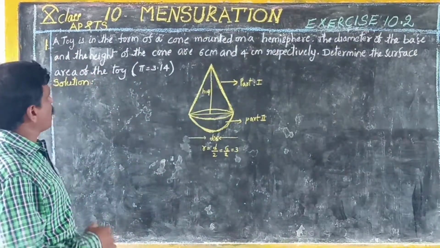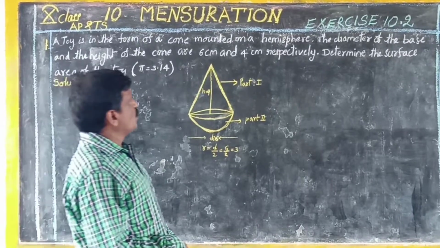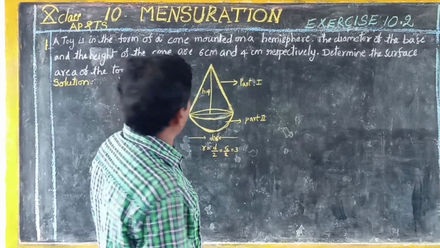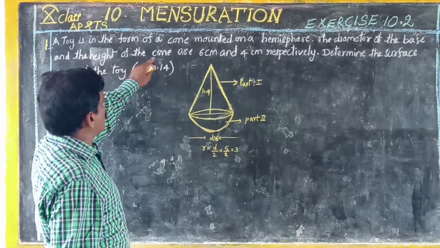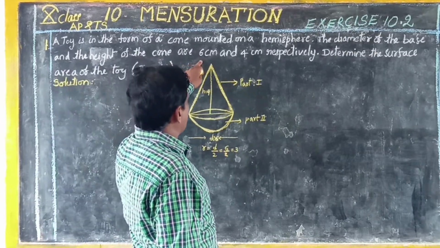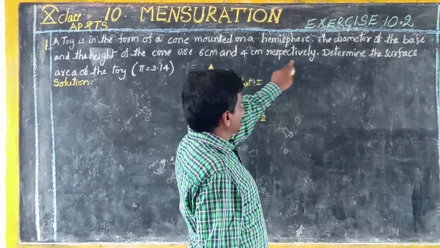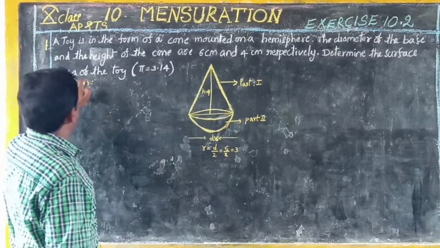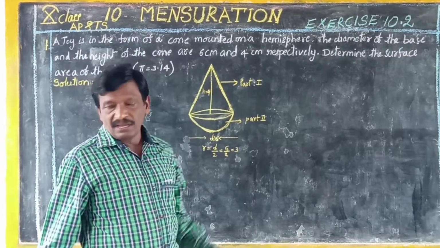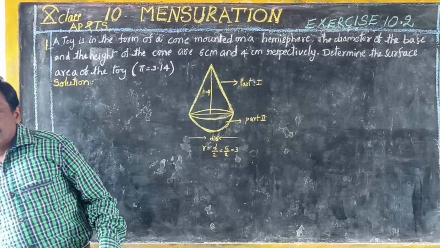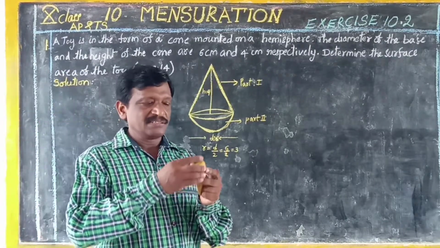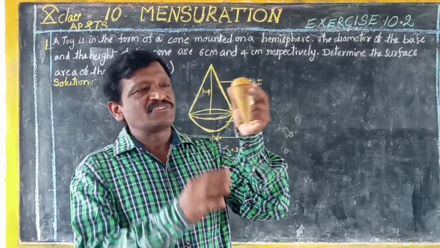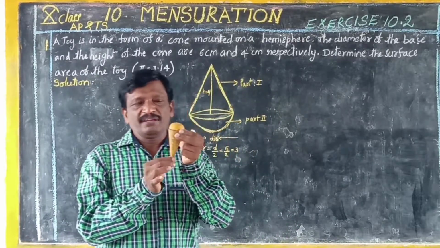A toy is in the form of a cone mounted on a hemisphere. The diameter of the base and the height of the cone are 6 cm and 4 cm respectively. Determine the surface area of the toy. This is a toy. Total surface area of the toy.